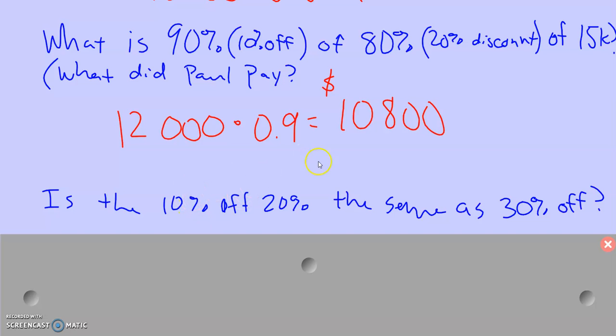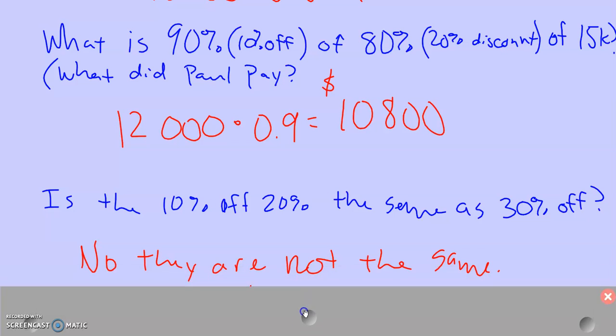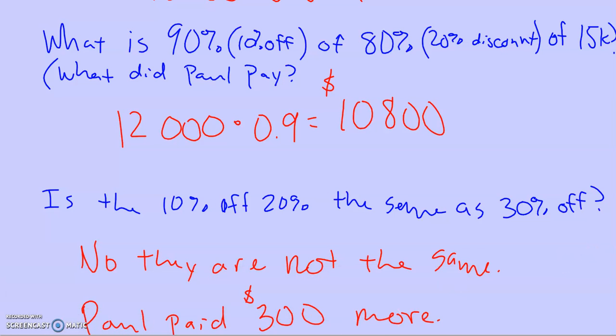Is the 10% off the 20% discount the same as a 30% off? And the answer is no, they're not the same. Paul paid $300 more. So that's just another way to do that same problem.